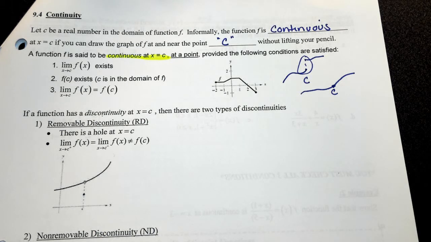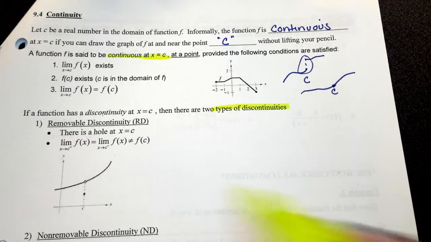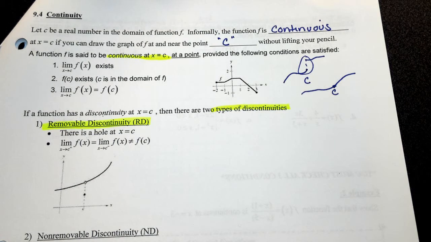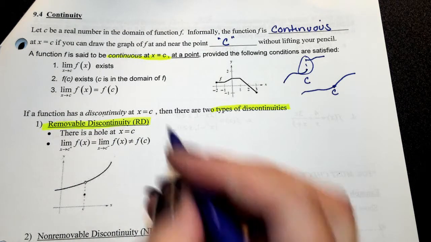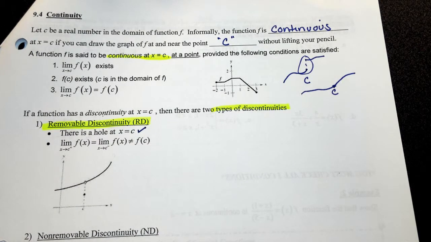If you remember back from Unit 8, we talked about different types of discontinuity. There are two types. One was removable discontinuity, and remember, that occurs when you have a hole. That's as much as we really talked about removable discontinuity.